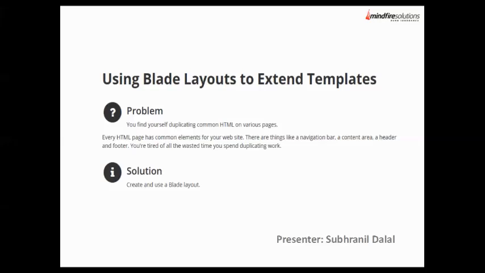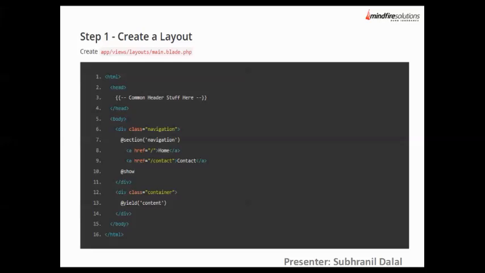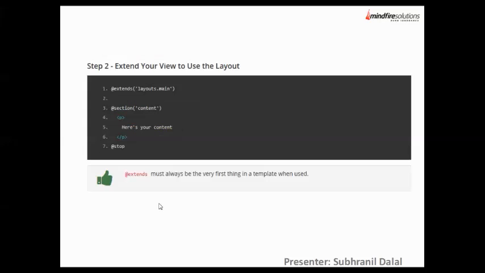So let's see how we create a blade template. Here you see I have a simple HTML page, and I have a section. Later I will explain what a section is. This section is called navigation, and it has some links. Second, I have a div called container, and in this container I write a function called yield and put some content.